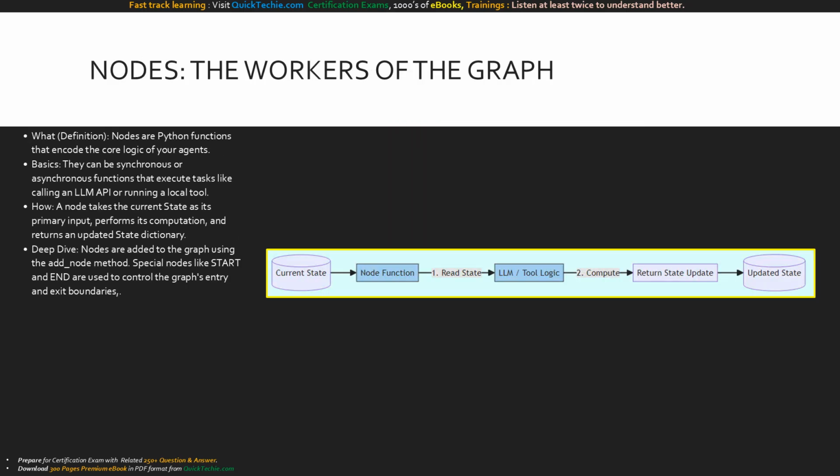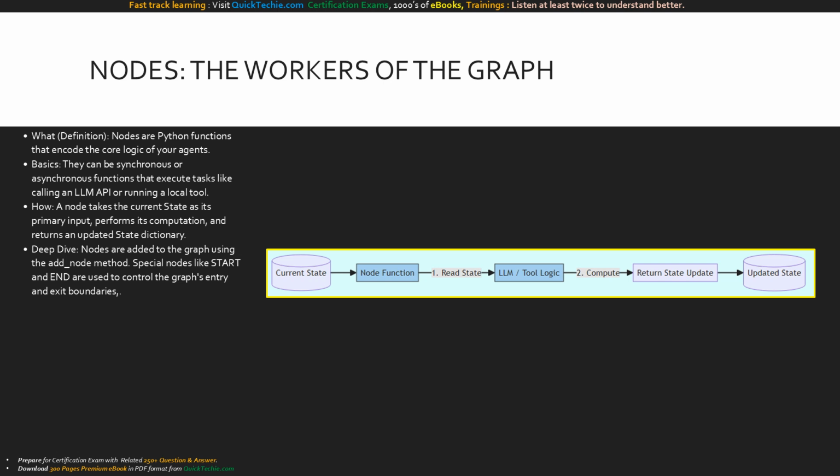If the state is the memory, the nodes are the muscles. Nodes are standard Python functions that encode the actual logic and behavior of your agents. A node can be anything from a simple string parser to a complex call to an LLM or the execution of a Python script. The contract for a node is simple. It takes the current state as its input, does some computational work, and returns a dictionary representing the updates to that state. When you build your graph, you inject these functions using the add_node method. We also utilize special virtual nodes, explicitly named START and END, which define the absolute entry and terminal points for the data flowing through your application.